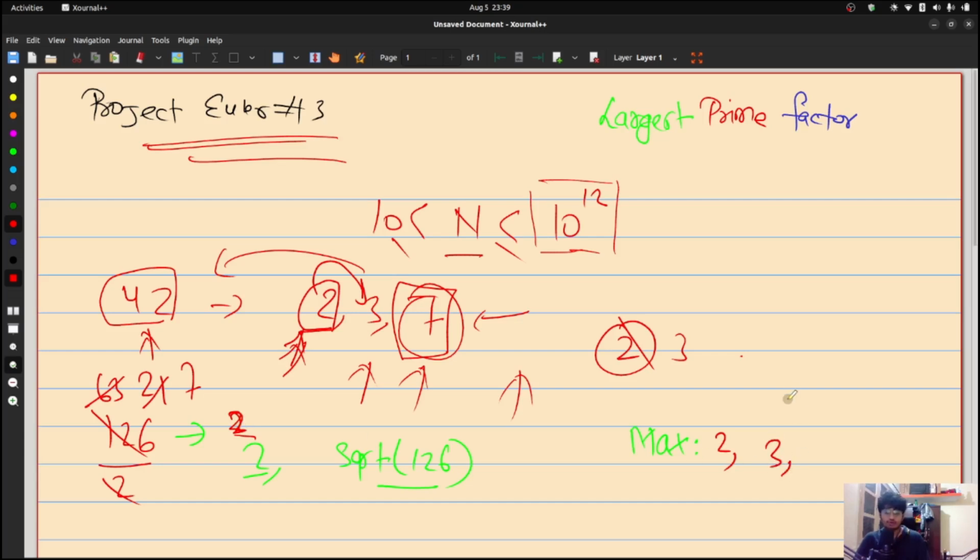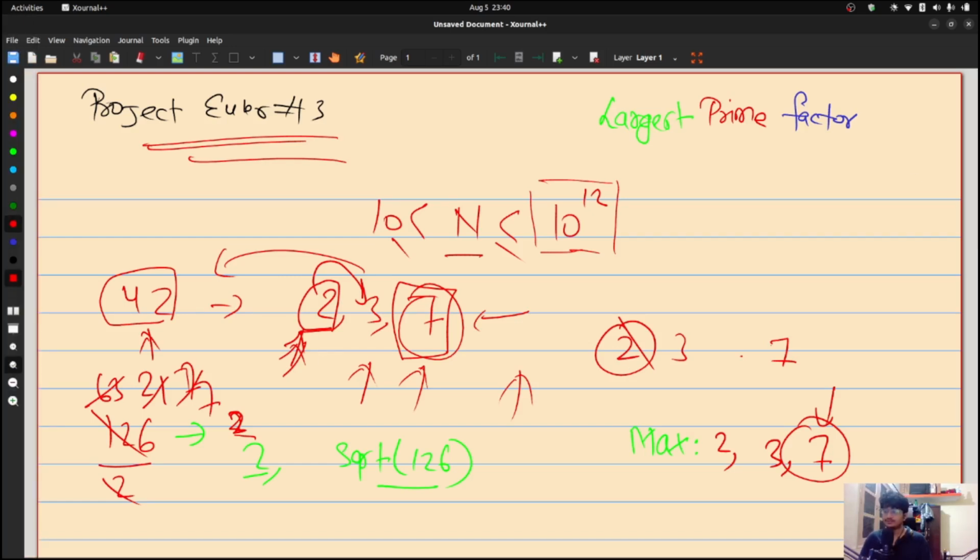Now I'm going to check for 4. No, it is not divisible by 4, 5, 6. Now we will come eventually to 7. Yeah, it is divisible by 7. Since it is divisible by 7, and 7 is the largest number which is going to get divided, I will say, yeah, 7 is my answer. And that's all. That is how we are going to solve it.